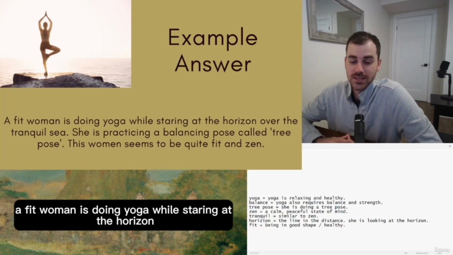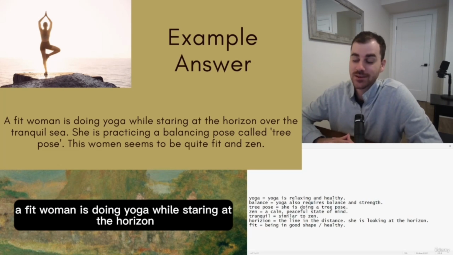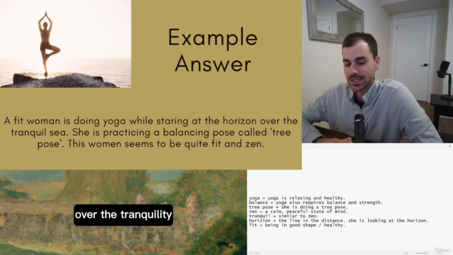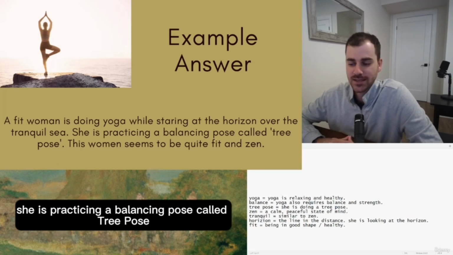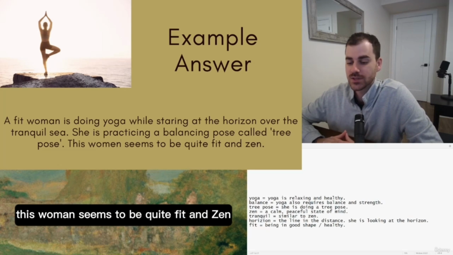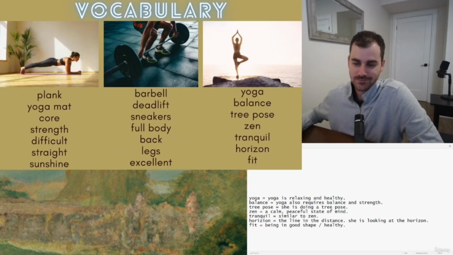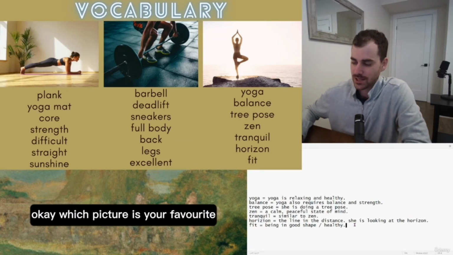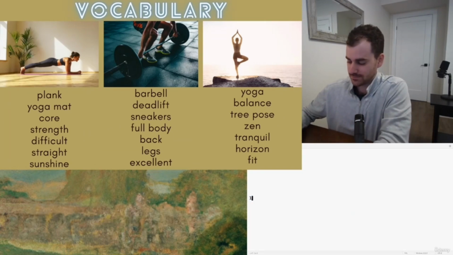A fit woman is doing yoga while staring at the horizon over the tranquil sea. She is practicing a balancing pose called tree pose. This woman seems to be quite fit and zen. Okay, which picture is your favorite?